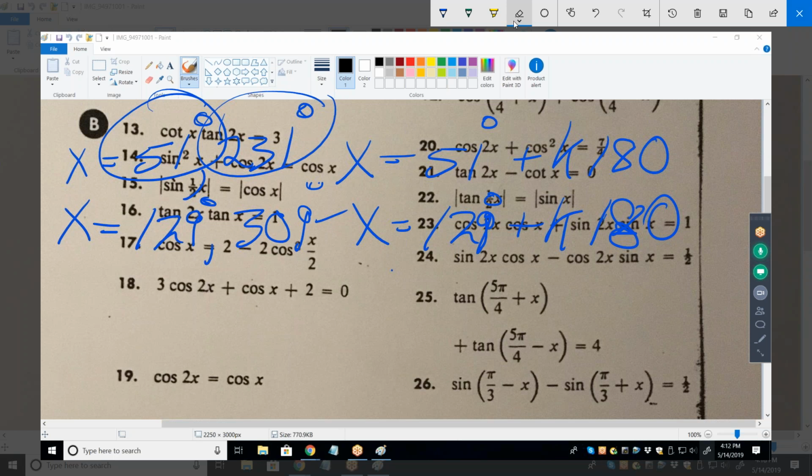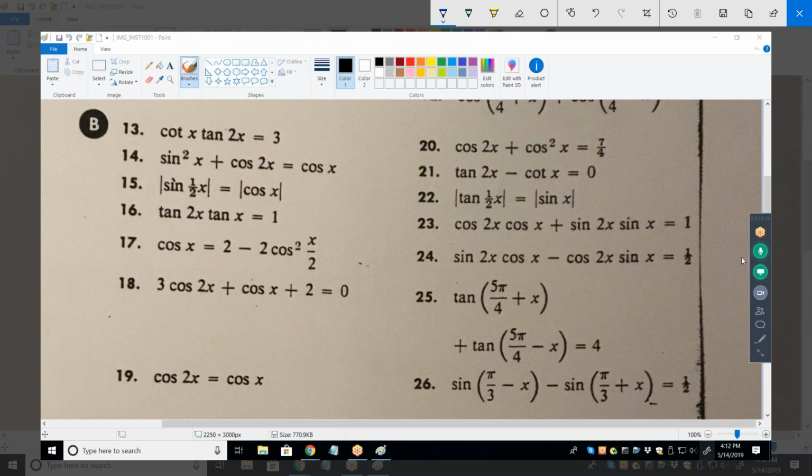Hold on. Well, so far these aren't too bad. This one right there.